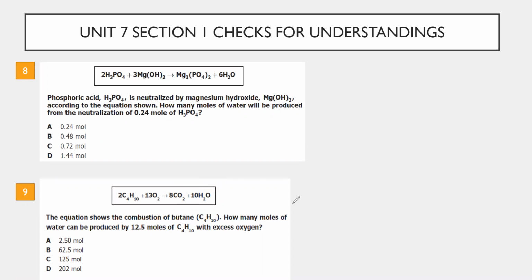All right. Butane, how many moles of water? So we're going to be looking at water. Here's your water, produced by 12.5 moles of butane. So now we're comparing butane to water. So what do we normally have? C4H10. We have 2 of those to every 10 waters. There's your 10 and your 2. But now they're telling us we only have 12.5 moles, so we have a lot more. 12.5 moles of that, and they want to know how much water we're going to make.